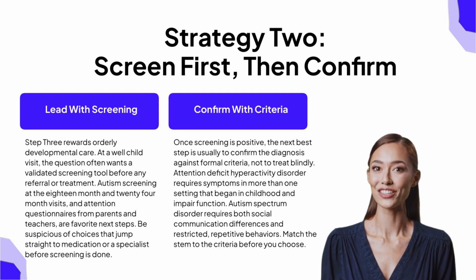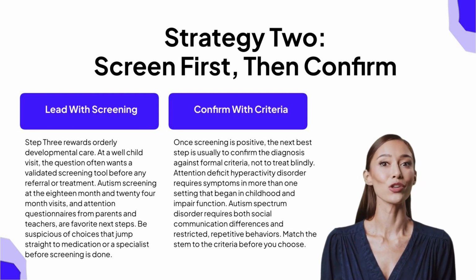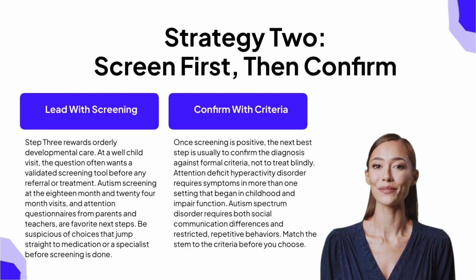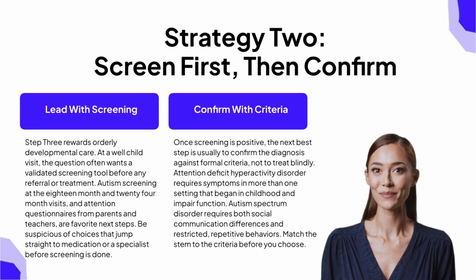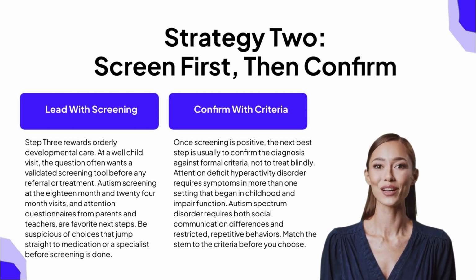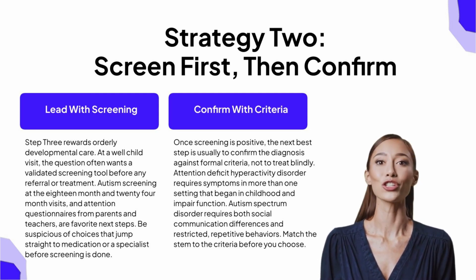Once screening is positive, the next best step is usually to confirm the diagnosis against formal criteria, not to treat blindly. Attention deficit hyperactivity disorder requires symptoms in more than one setting that began in childhood and impair function. Autism spectrum disorder requires both social communication differences and restricted, repetitive behaviors. Match the stem to the criteria before you choose.